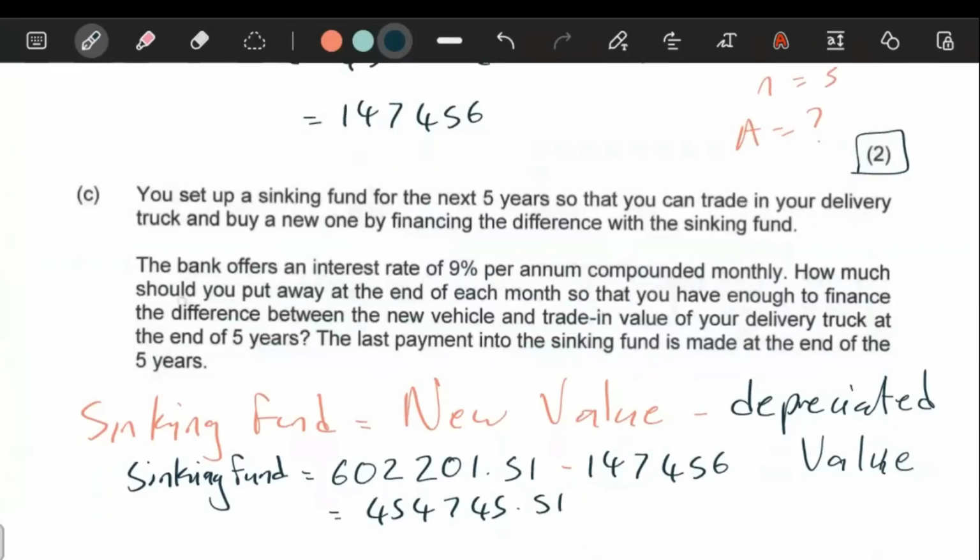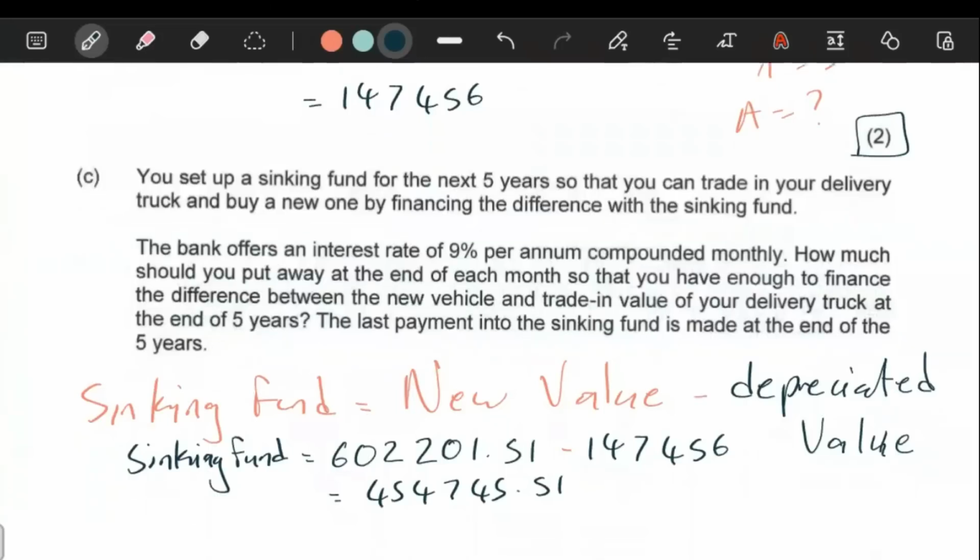Anyways, they said here the bank offers an interest rate of 9% per annum compounded monthly. How much should you put away at the end of each month so that you have enough to finance the difference between the new vehicle and the trading value of your delivery truck at the end of 5 years? The last payment into the sinking fund is made at the end of the 5 years.